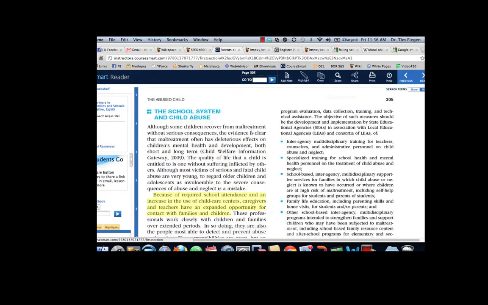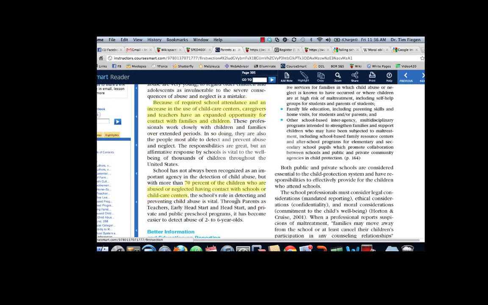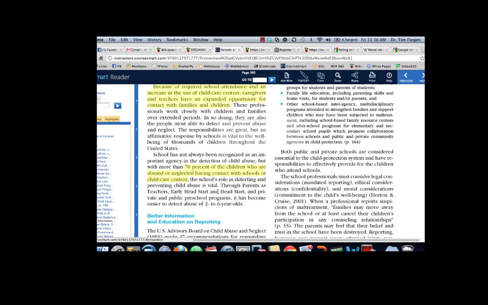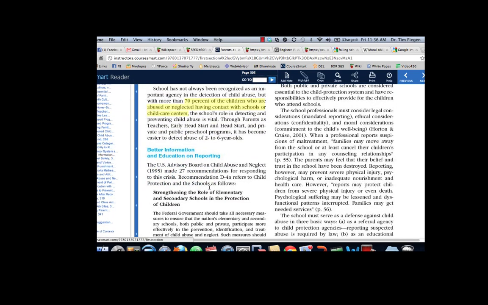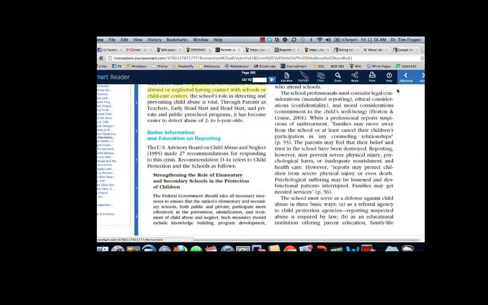So the school system in child abuse, because of required school attendance and an increase in the use of child care centers, caregivers and teachers have an expanded opportunity for contact with families and children. Obviously down here, 70% of the children who are abused or neglected have contact with schools or child care centers. I would have thought higher, but it must be littler kids. It goes into better information and reporting, talks about all that. You want to read through that.